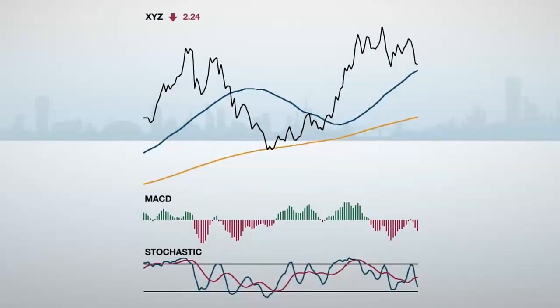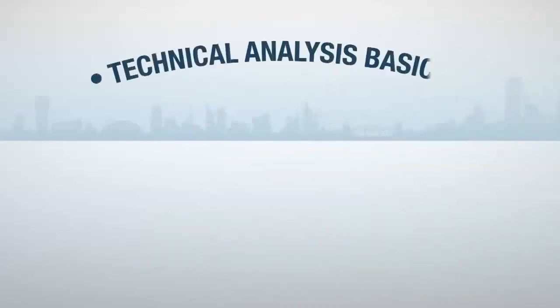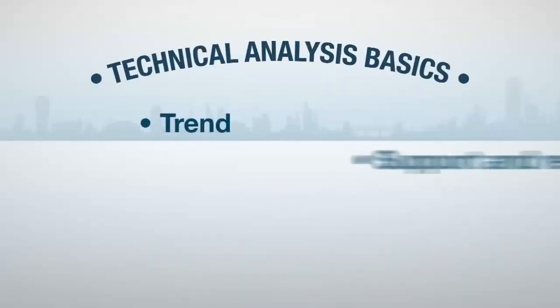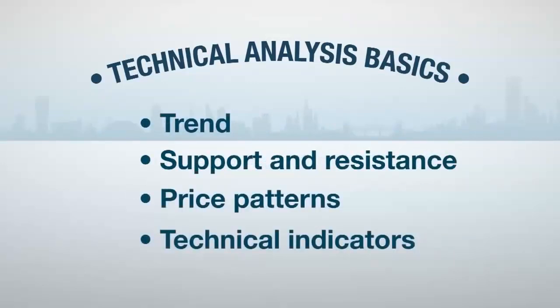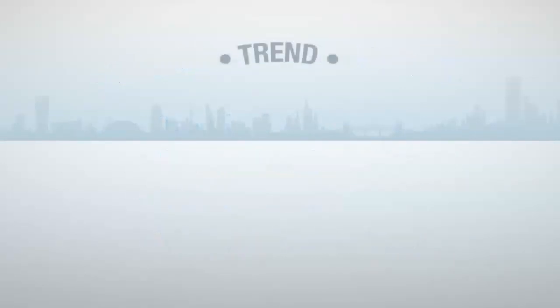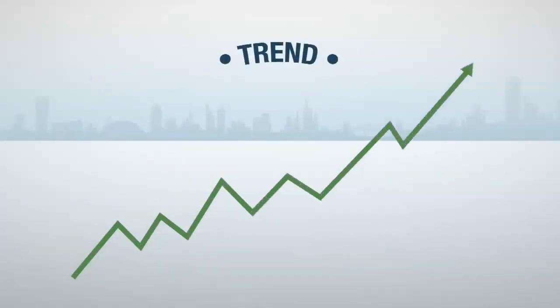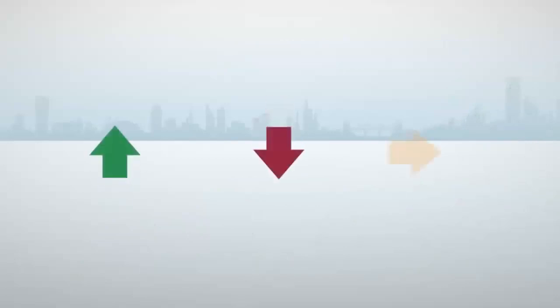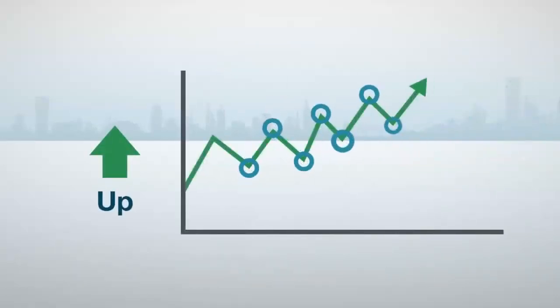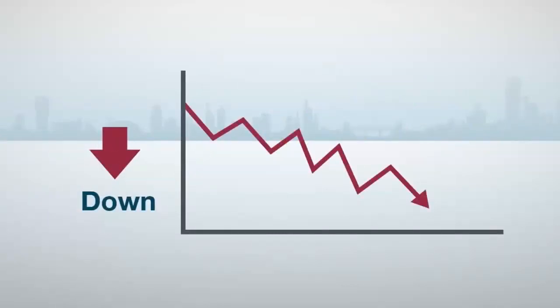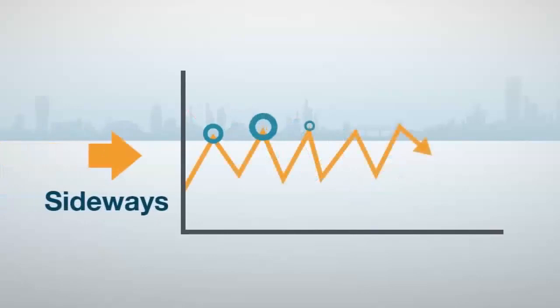In this video, we'll focus on a few technical analysis basics, including trend, support and resistance, price patterns, and technical indicators. Let's start with the first technique, trend. Trend is the general direction a stock's price is moving. There are three kinds of trends: up, which is a series of higher highs and higher lows; down, which is a series of lower highs and lower lows; and sideways, which has roughly equal highs and lows.